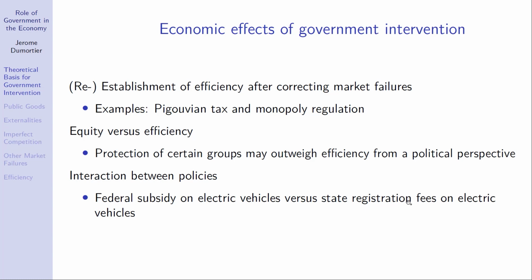When we are talking about the economic effects of government intervention, we also have to think about the interactions between policies. For example, you have a federal subsidy on electric vehicles. That is a subsidy, a benefit for electric vehicle owners. But then you also have states that are imposing a registration fee on electric vehicles. And there you have interaction between a subsidy at the federal level and a tax at the state level.